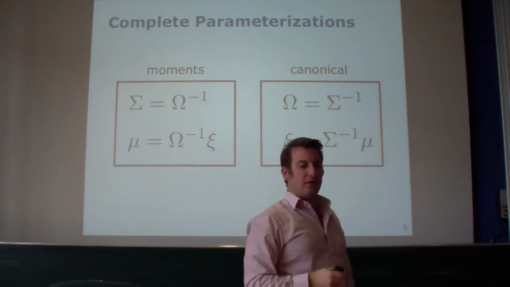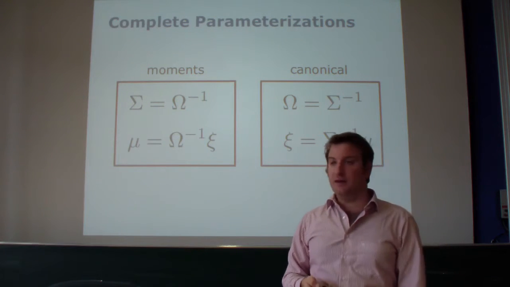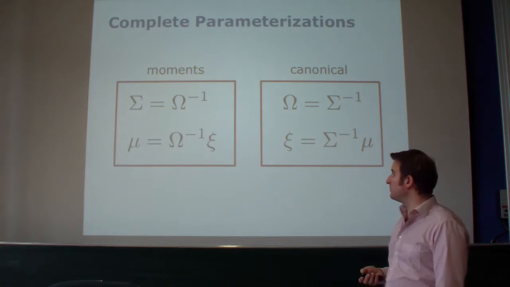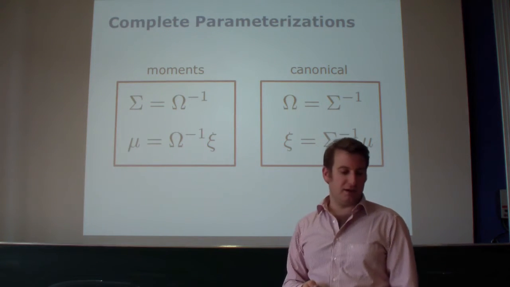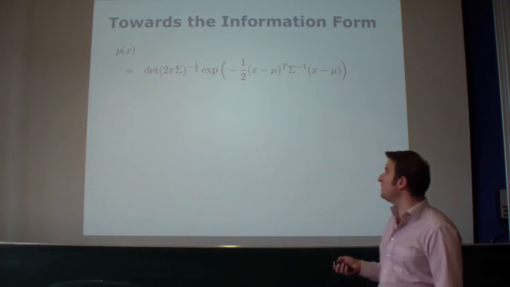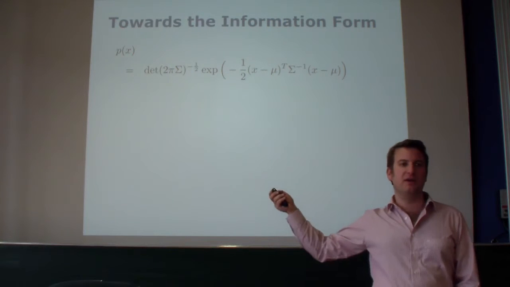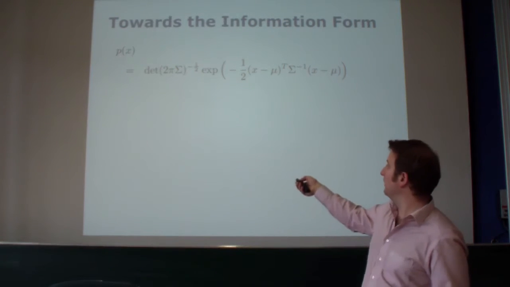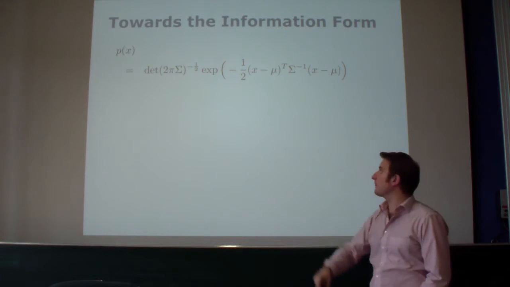Okay, so the question is then, how does the probability distribution in the information form, or the canonical parameterization, look like? Let's start from the form we know. The probability distribution of x with the standard Gaussian in the moment form is given here. This is something you all know.